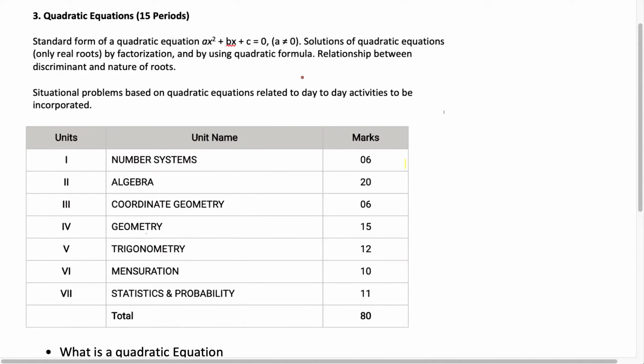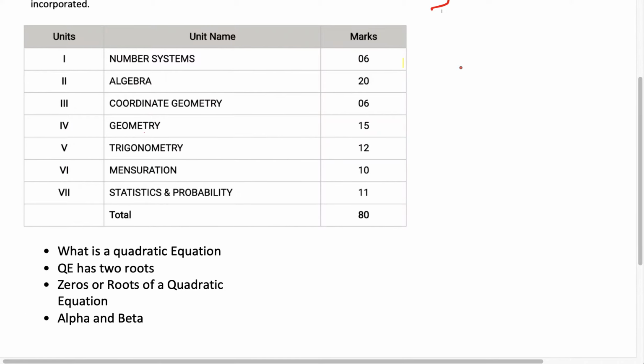This entire piece which I have written here is a description of what the syllabus of class 10th quadratic equations says. I will put the link from where I have picked up the syllabus. This has been directly picked up from the CBSE website for this year. This is the syllabus of quadratic equations, and below this table is the complete syllabus of class 10th mathematics.